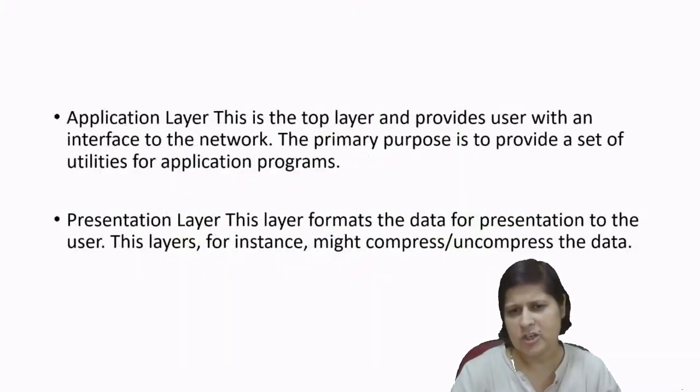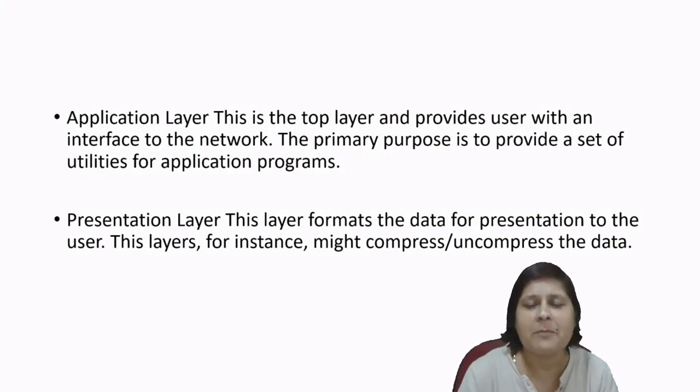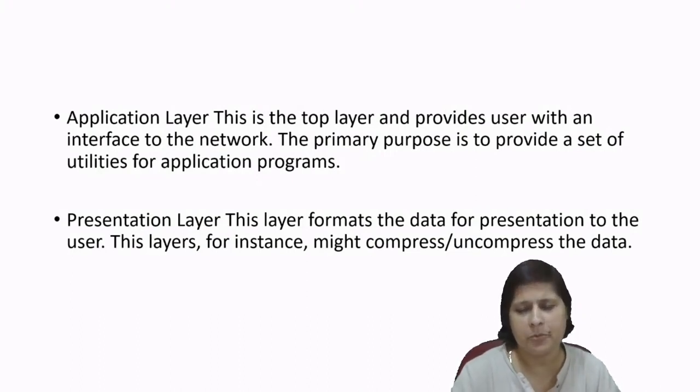What is application layer? Application layer is the top layer, and it provides a user with interface to the network. The purpose is to provide a set of utilities of application programs. Application program, we discussed about the application program in this lecture. So this provides a platform to use the application programs, right? It provides the utilities for the application program.